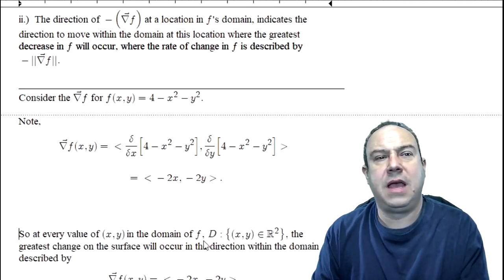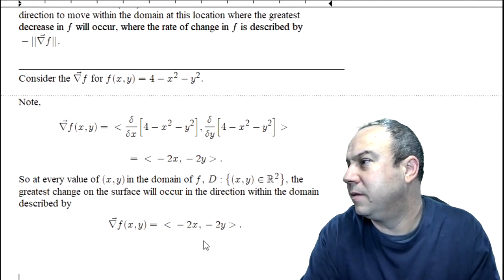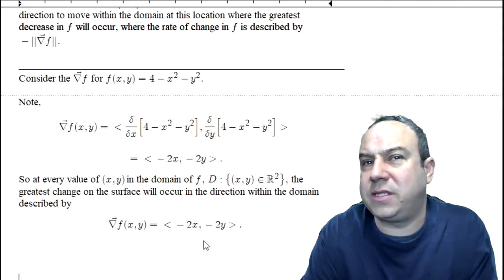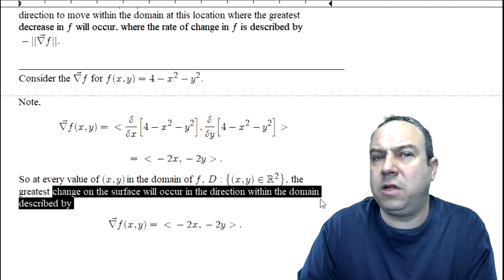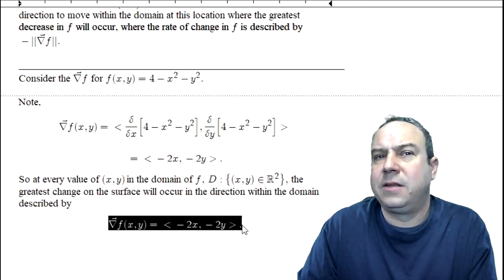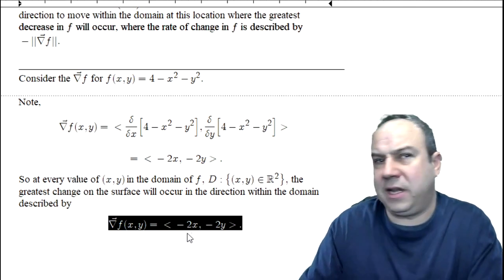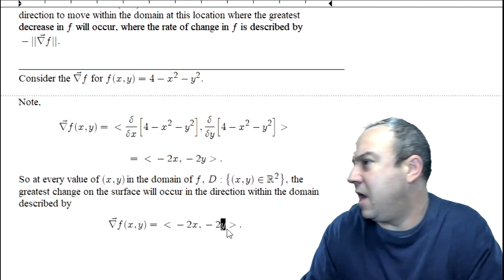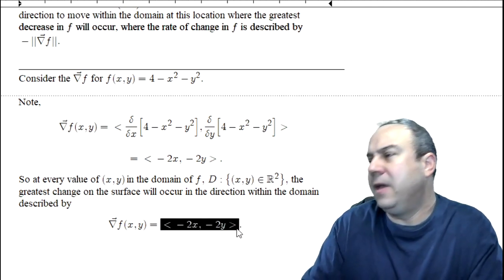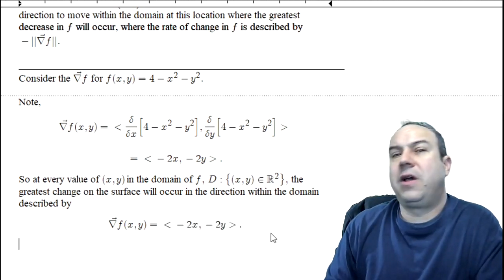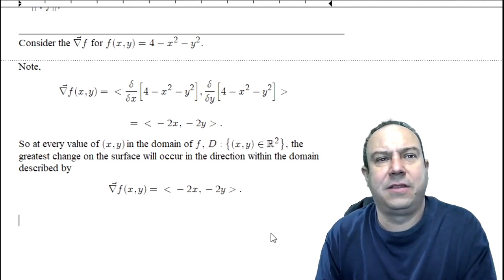So, at every value of x, y in the domain of f, this domain described by the set of points x comma y contained in two-dimensional space, the greatest change on the surface will occur in the direction within the domain described by this location at any given x, y coordinate. x would be substituted in there, and y would be substituted in there, and we would have a direction of greatest change. The amount of change would be given by the magnitude of that vector, the length calculation.